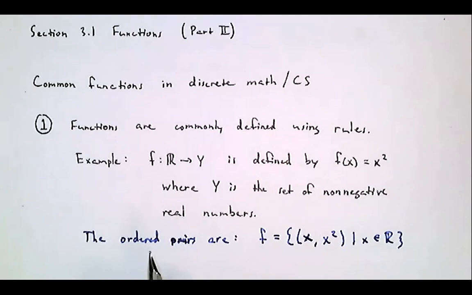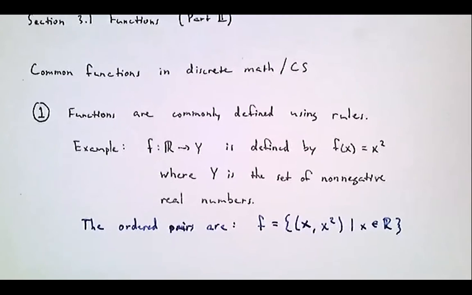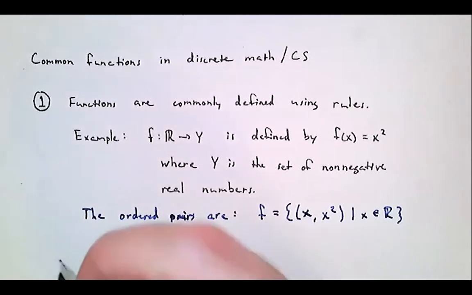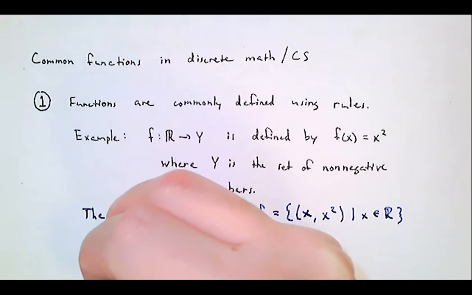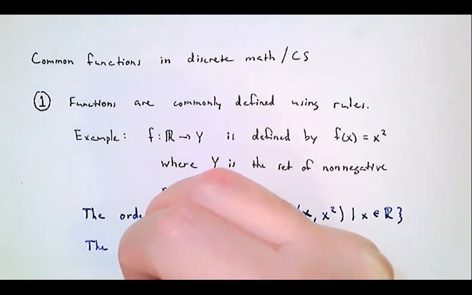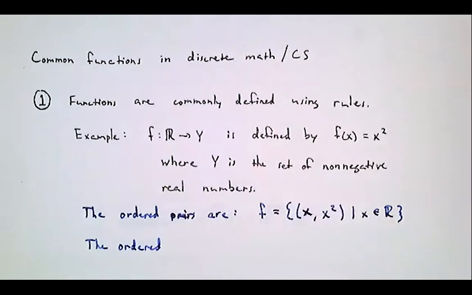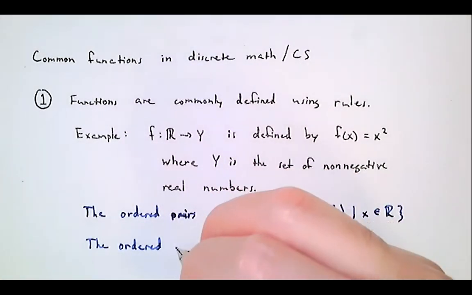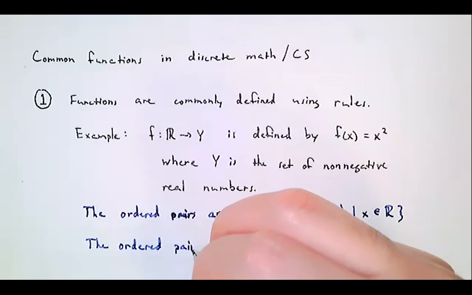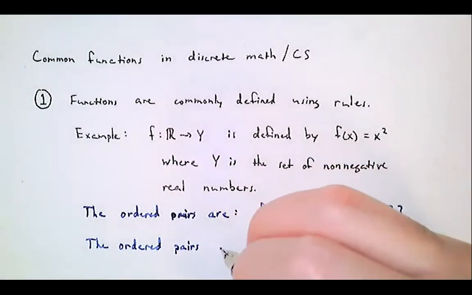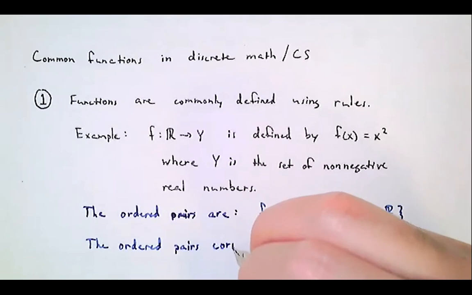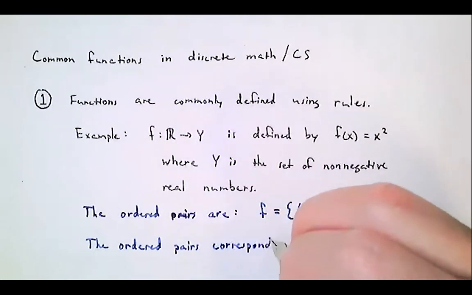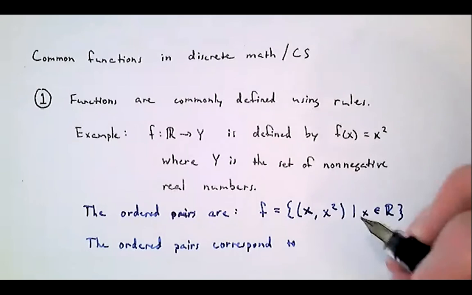So the interesting thing about the ordered pair definition is that these actually correspond to the points on the graph of f. So even though this ordered pair definition feels new, it actually is related very closely to something that you're familiar with from probably all of your recent math classes. So they correspond to points on the graph.